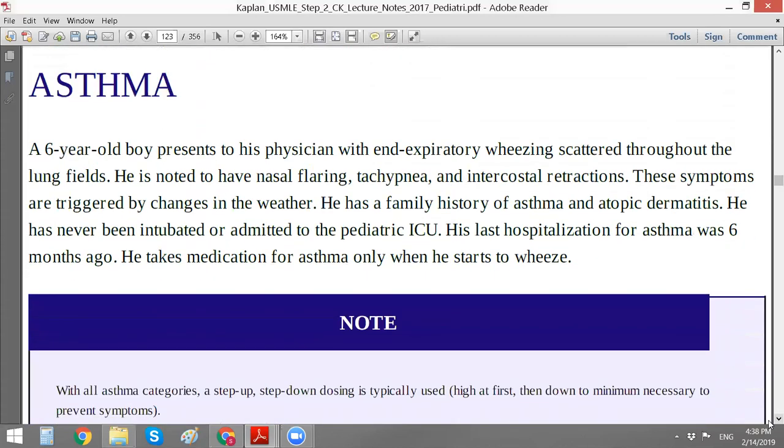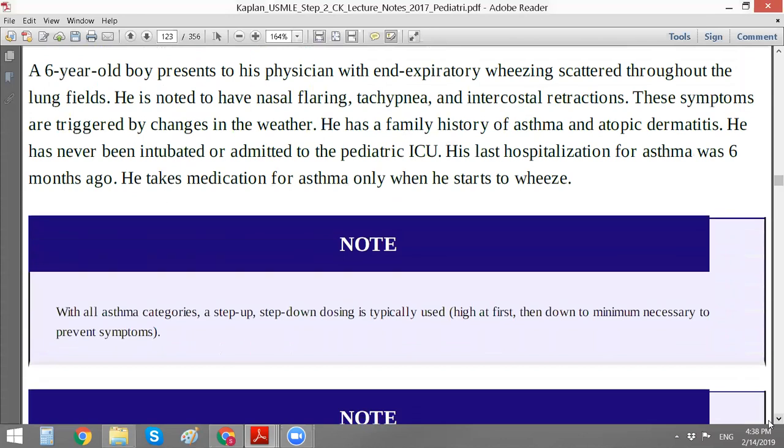Asthma. A 6-year-old boy presents to the physician with diffuse expiratory wheeze scattered throughout the lungs. He is noted to have nasal flaring, tachypnea, and intercostal retractions. The symptoms are triggered by changes in weather. There is a family history of eczema, asthma, and atopic dermatitis. He has never been intubated or admitted, and his last hospitalization for asthma was 6 months ago.